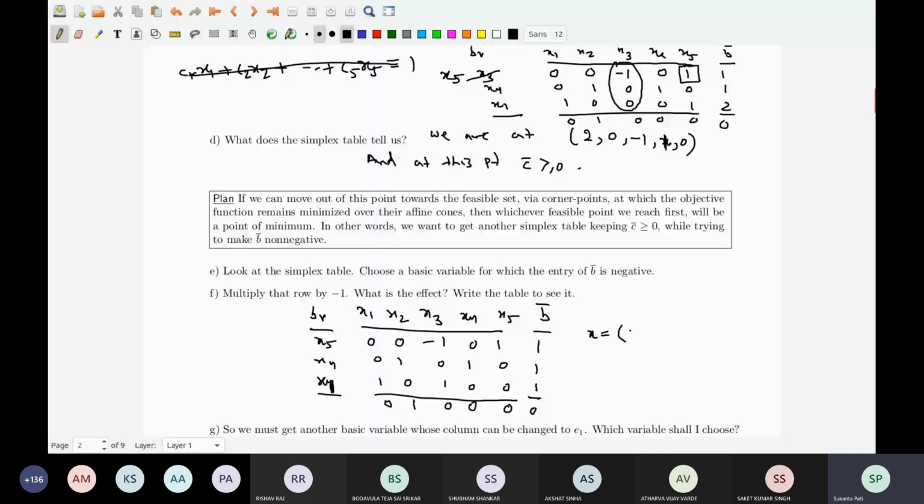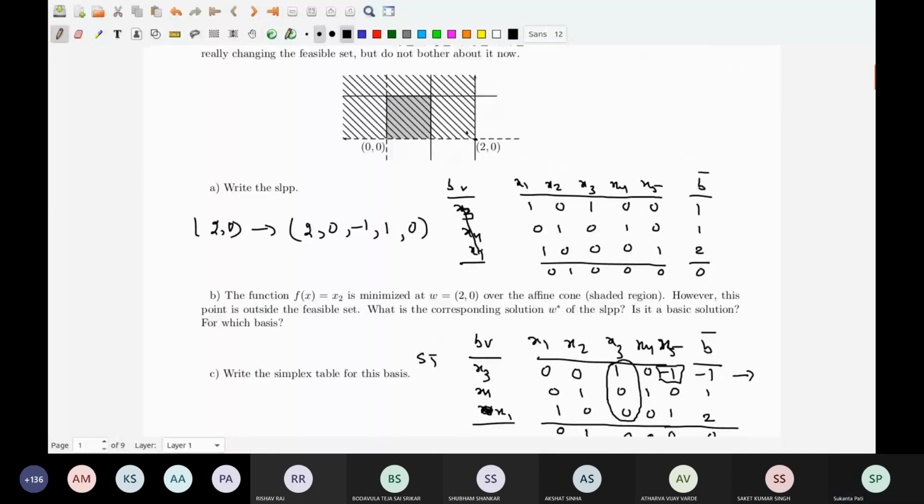That means I am actually at the point 1, 0. And this is a vertex, this is a BFS. At this vertex, if you are looking at the affine cone, the objective function is minimized. Now I have reached a vertex at which C bar is greater than or equal to 0. So I am done. I am at a minimal vertex. So this is how it happened that I have taken this direction to reach this one. This is how we have come. Okay, so that is the step.